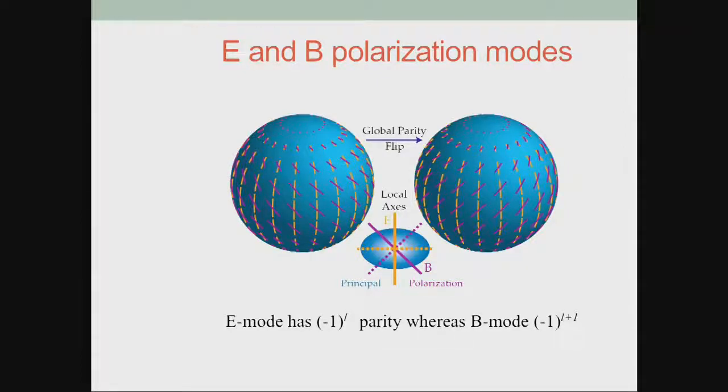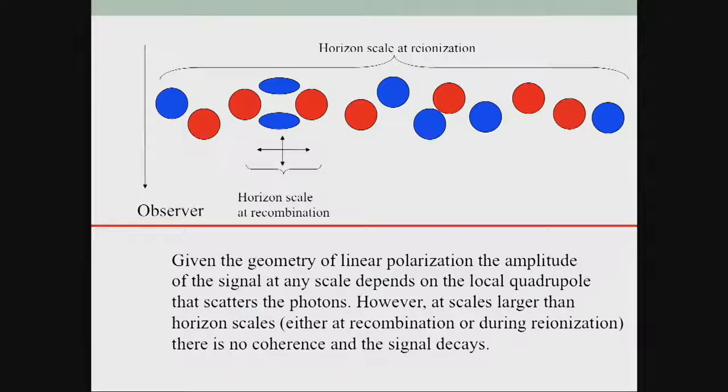Now, E and B modes, I talked about them. There they are. This is how they produce them. I will not go into this too much. In the B mode, there is a parity flip. In the E mode, there is no flip. Now, if you look at recombination, let's assume that this is the horizon scale of recombination. We know what the horizon scale at recombination is. It's almost 1 degree, right? It's the L of 200. It's 1 degree.